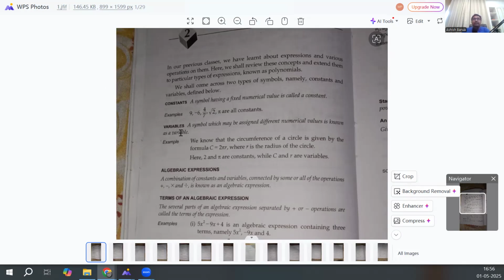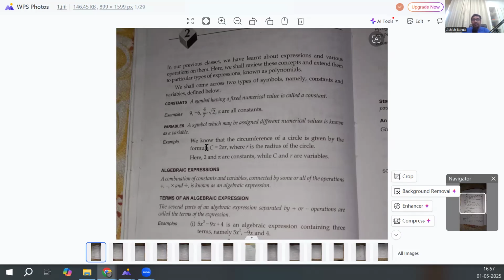Next term is variables. Variables means a symbol which may be assigned different numerical values is known as a variable. Just like C is equal to 2 pi r. This is your circumference in geometry. Circumference of the circle, the formula is written as 2 pi r. 2 is constant, pi is constant, but r, the radius of the circle, is not constant. Depending on the circle, the value of r keeps on changing.